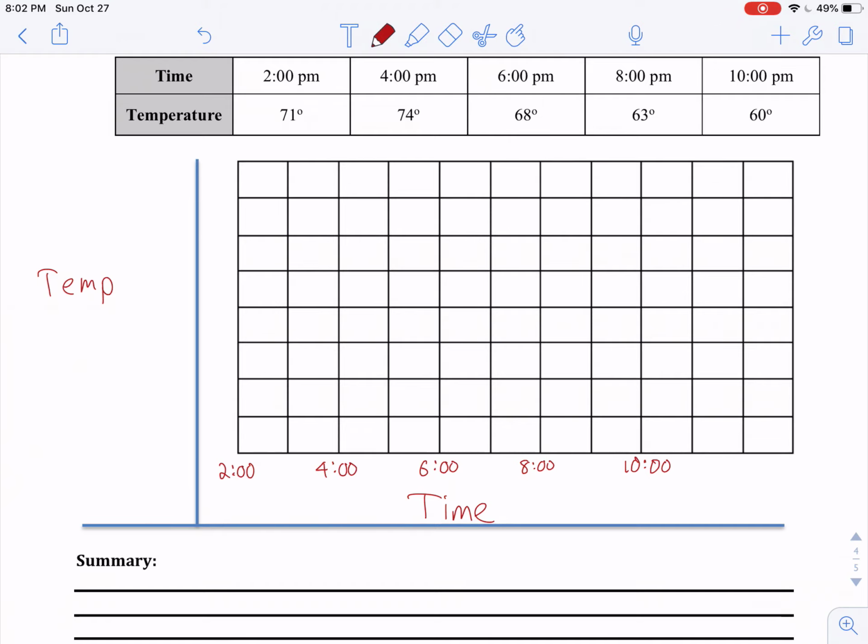Okay, so we have the time. Now temperature. What does it start at? What's the lowest temperature you guys see here in the temperature data? Yeah, at 10 o'clock you see it's 60 degrees. But right here the scale starts at 0, right?